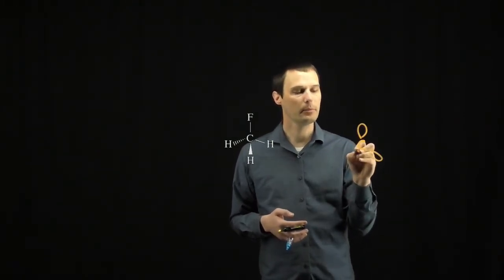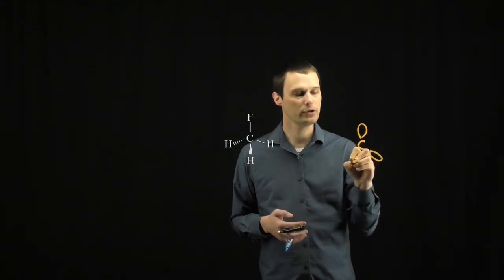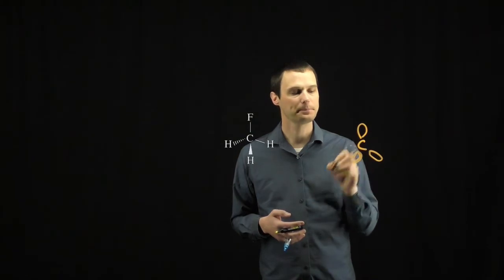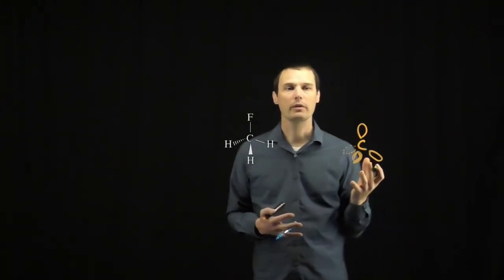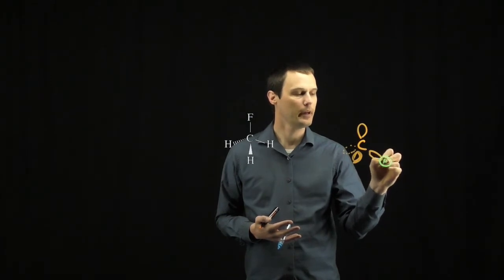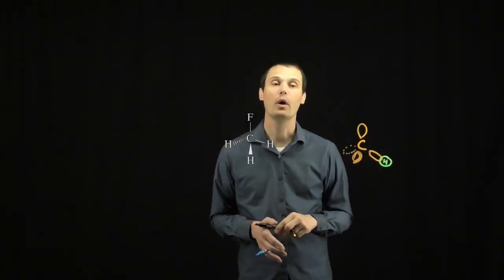2 of them are in the plane, 1 of them is coming towards you as the viewer, and 1 of them is going away from you as the viewer. One of those sp3 orbitals is involved in a bond with hydrogen, a sigma bond with hydrogen. Hydrogen is using its 1s orbital. It is unhybridized. The carbon, the wedge bond, is also a bond to hydrogen, as is the dash bond.